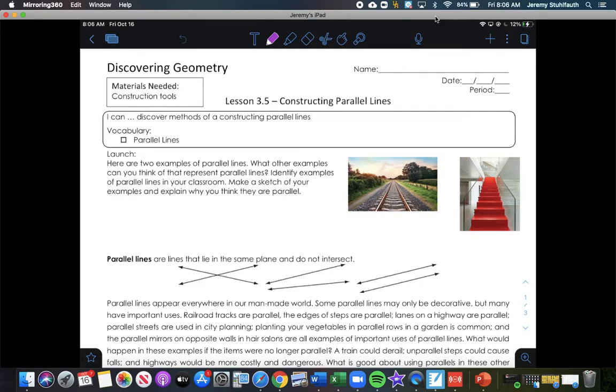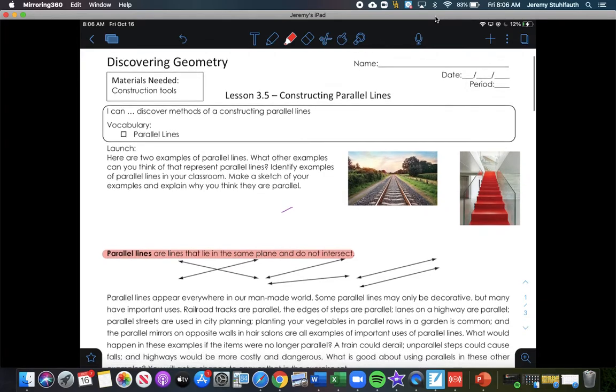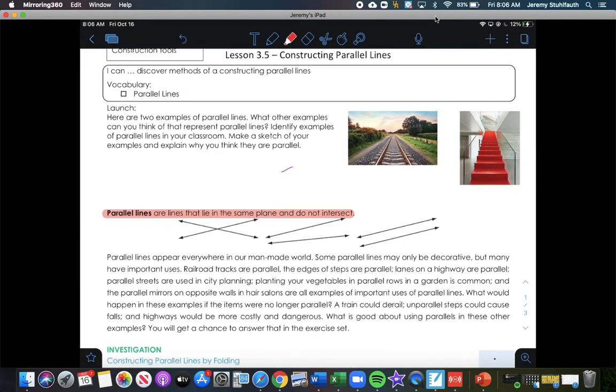The first thing we need to remember is that parallel lines are lines that are in the same plane and do not intersect. Again, parallel lines are lines that are in the same plane and do not intersect. An example of parallel lines would be this pair of lines on the right hand side, and usually we would have a symbol that tells us that these two lines are parallel.